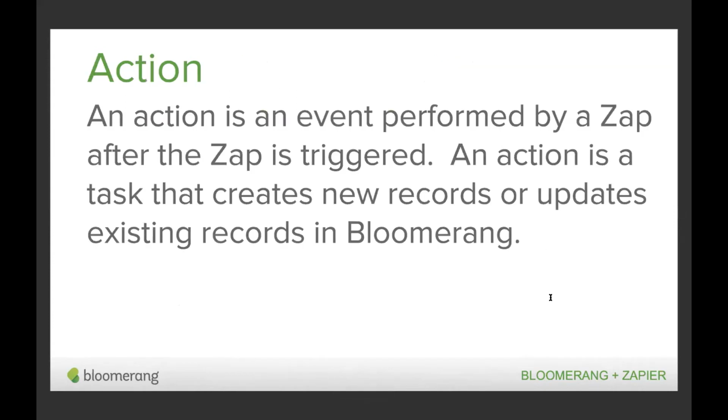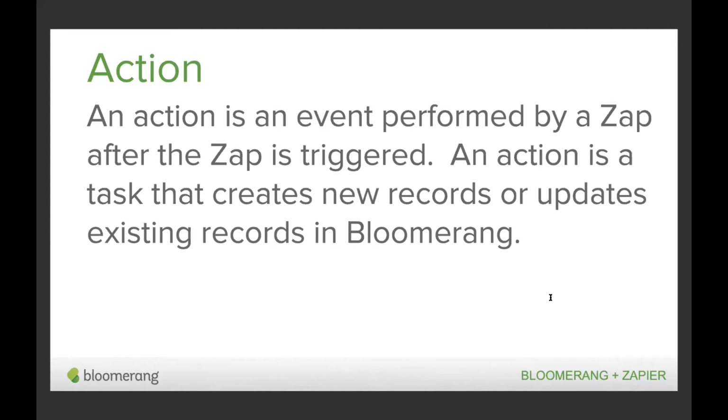So an action is an event a Zap performs after it is triggered. An action is a task, and you can think of it like this. If you were to complete the steps of the Zap manually, each step in the Zap would be a task that you'd be required to do. So Zapier is just automating that process by completing those same manual steps in an automated way. And each task is an action completed by Zapier.